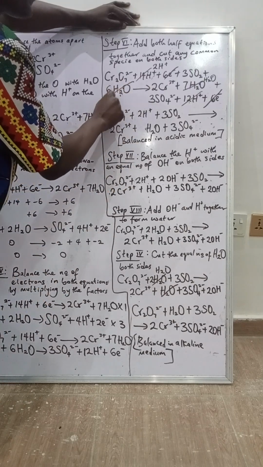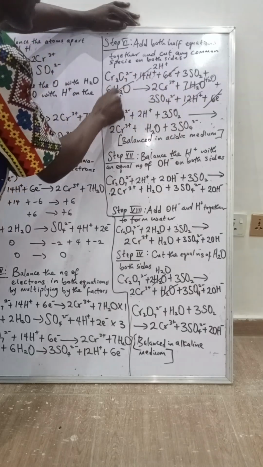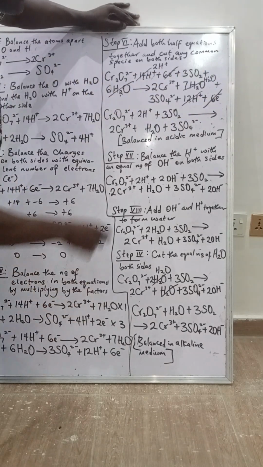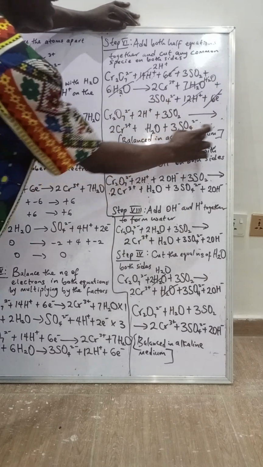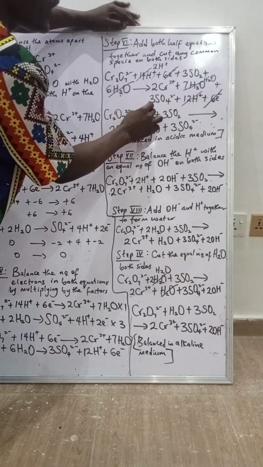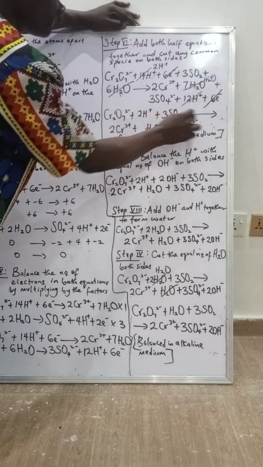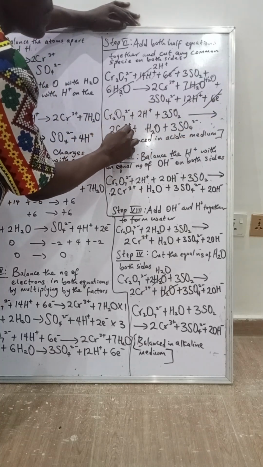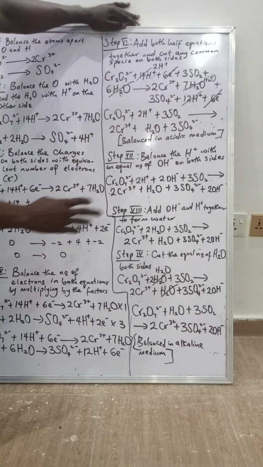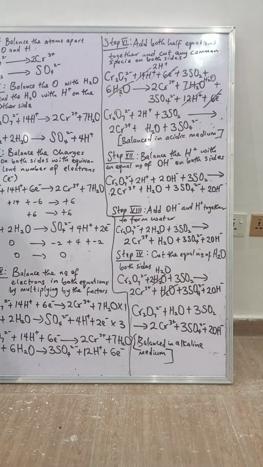So the water, we have 6 water here, we have 7 water. Take out 6 water from 7 water, you are left with 1 water molecule. So the final answer for balancing in an acidic medium will be Cr2O7 2- plus 2H+ plus 3SO2 gives us 2Cr3+ plus H2O plus 3SO4 2-.